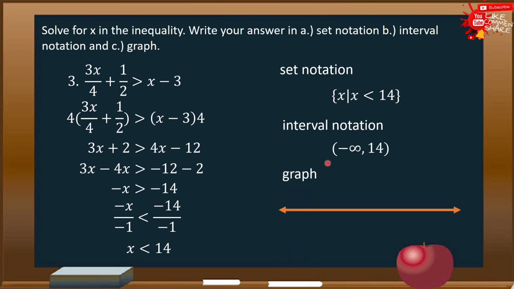Then the graph, so again, we have the number line. So, we have here 12, 13, 14, 15. To the right, going up; to the left, going down. Then, let's put a small circle at 14. Unshaded, because in our solution, 14 is not included. And since it is less than, the direction of the graph is to the left. So this will be the graph of x is less than 14.